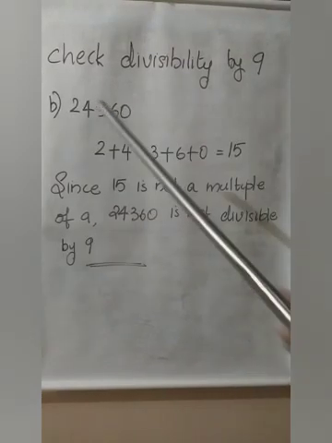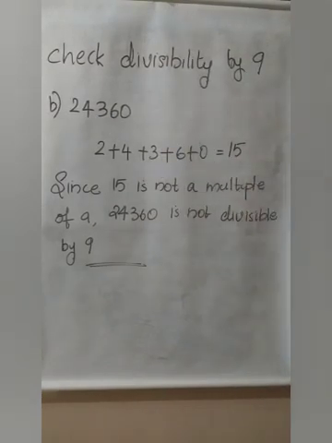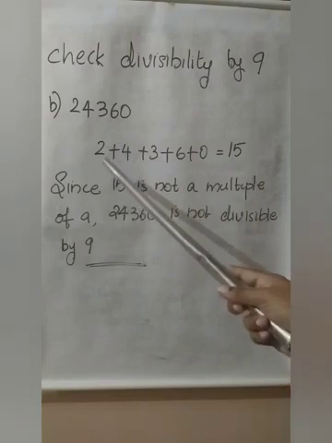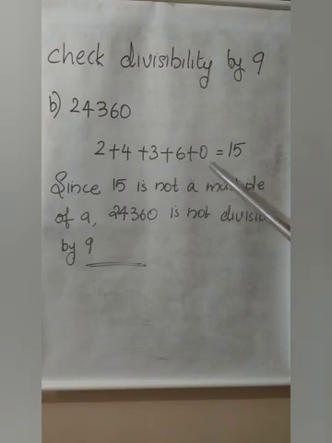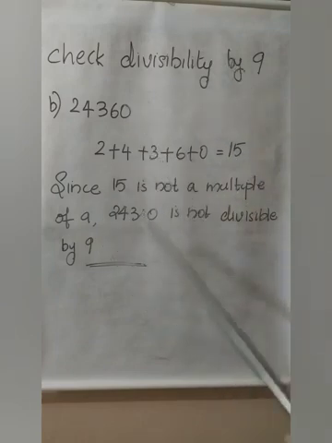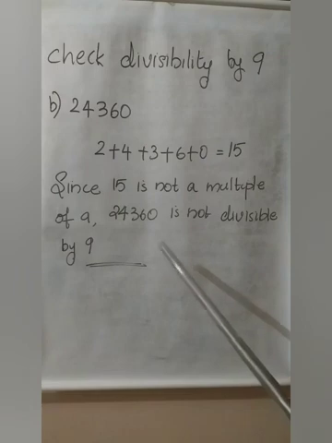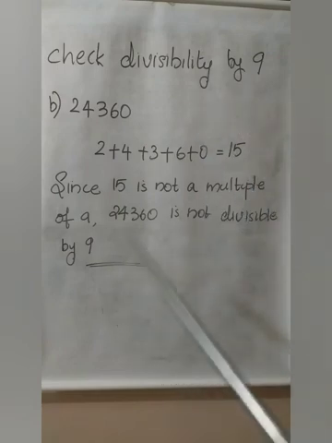Second example: 24,360. For checking the divisibility by 9, first we need to find the sum of the digits. So what sum do you get? 2 plus 4, 6; 6 plus 3, 9; 9 plus 6, 15; 15 plus 0, 15. Is 15 a multiple of 9? Is there 15 in the multiplication table of 9? No. So we can say 15 is not a multiple of 9. Therefore, the number 24,360 is not divisible by 9.